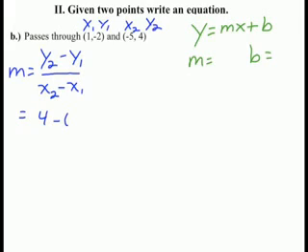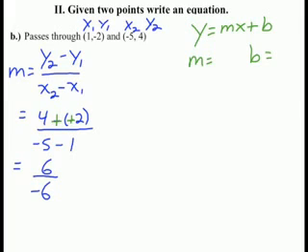So we have 4 minus negative 2 over negative 5 minus 1. Now up top, when you subtract a negative, that is same as adding a positive. So we get 4 plus 2 is 6. And on the bottom, negative 5 minus 1 is negative 6. So 6 divided by negative 6 is negative 1. So our slope is negative 1.